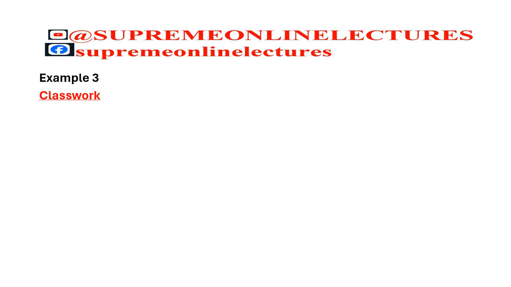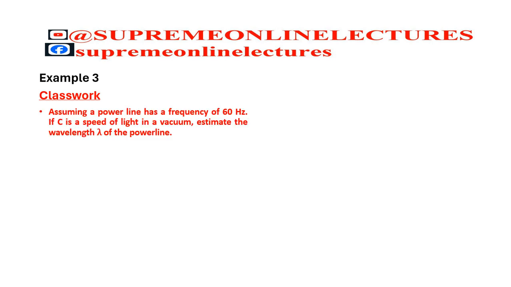Example 3. Look at this classwork. The question says, assuming a power line has a frequency of 60 Hz, if c is the speed of light in a vacuum, estimate the wavelength of the power line. Assuming a power line has a frequency, so frequency is given in Hertz, and we know about the speed of light. We are asked to estimate the wavelength. This is a classwork, meaning you are the one to solve it.